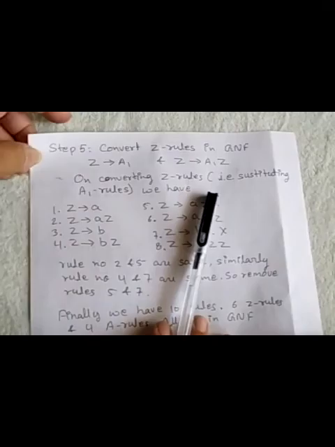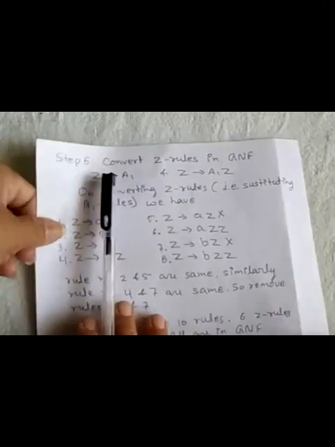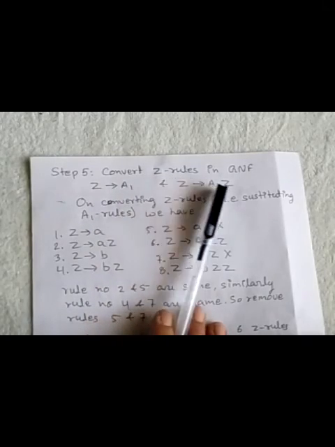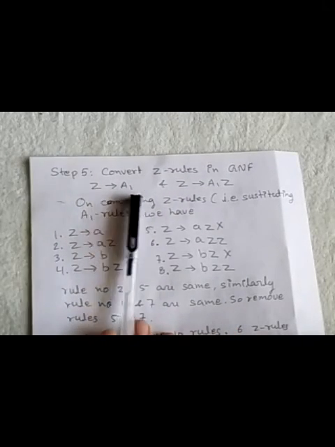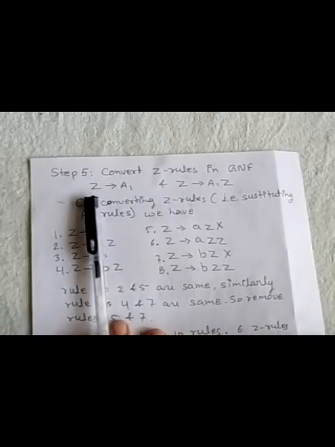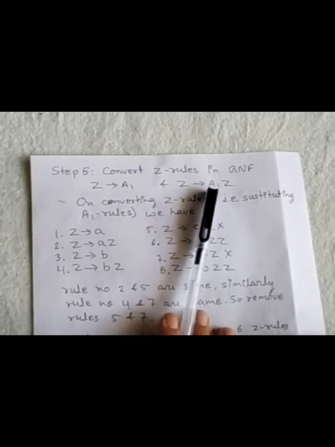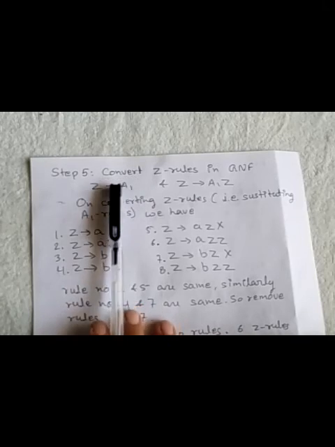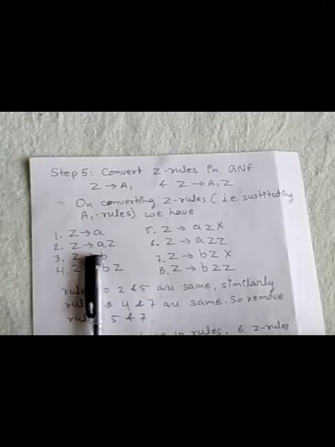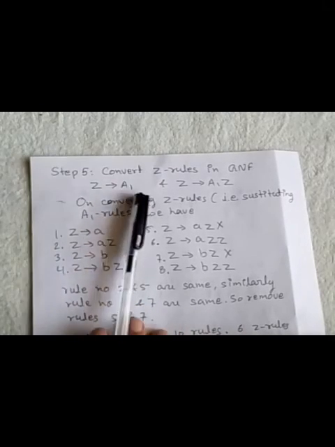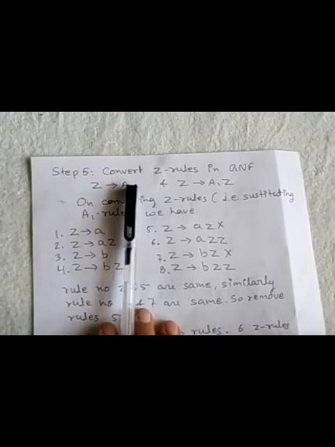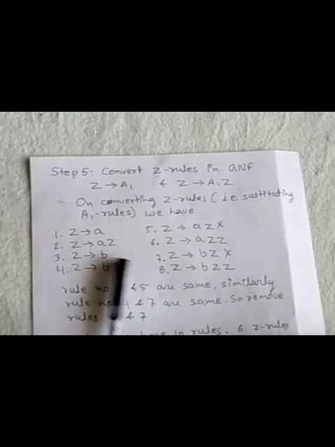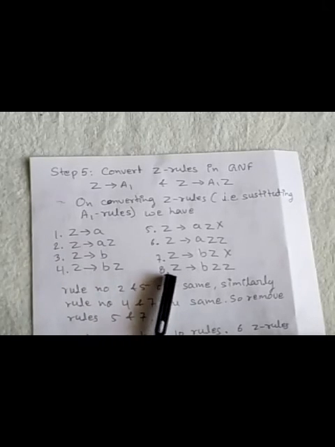We have all the A rules. Now we will convert these Z rules. Z tends to A1 and Z tends to A1Z. Now we will replace the value of A1 in Z. After replacing all the values of A, we have the following Z rules, right? We again have 8 Z rules.